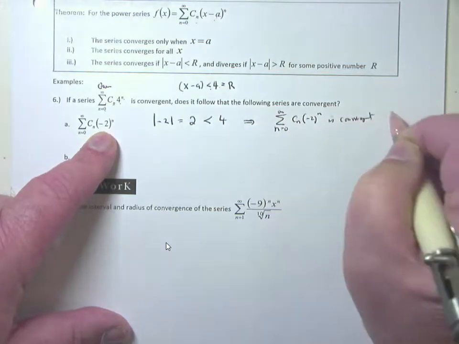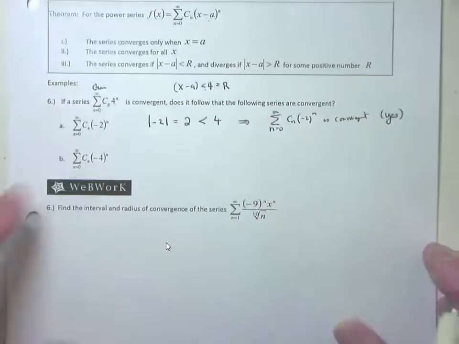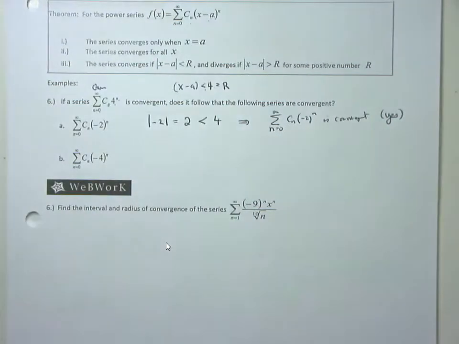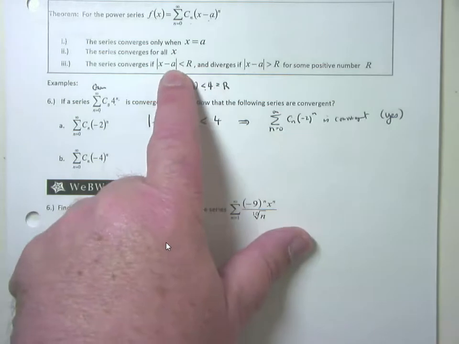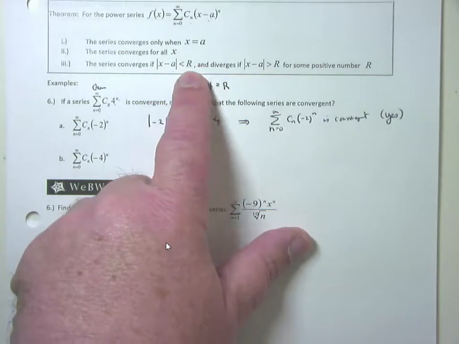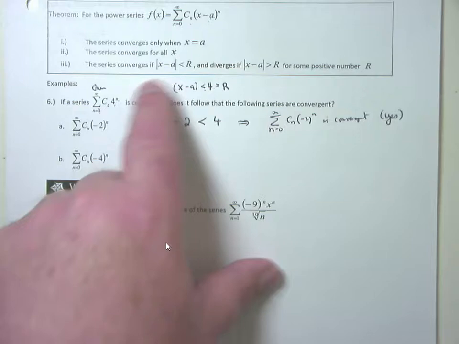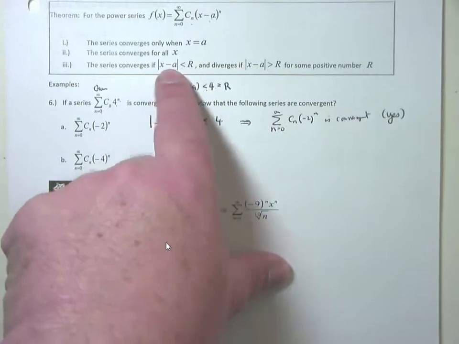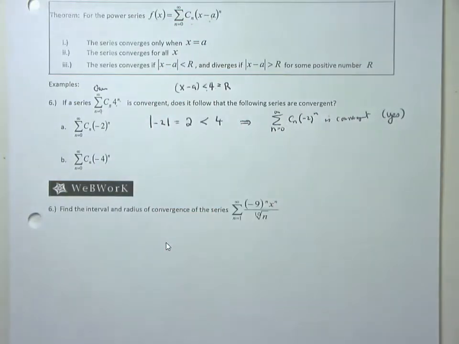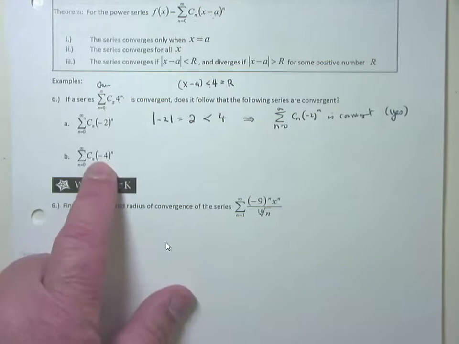So the answer for this problem is yes, it is going to converge. Any r less than the r that's given. The r that's given is 4. So any number x for which |x - a| is less than that r will also converge. Your problem is right here.